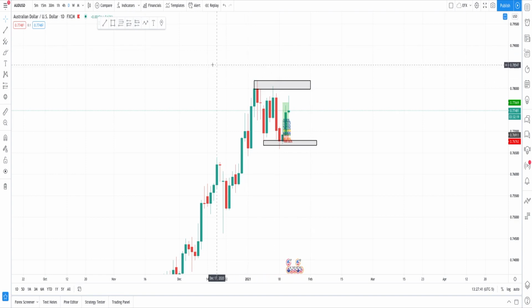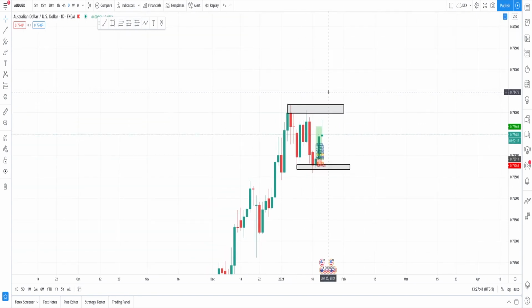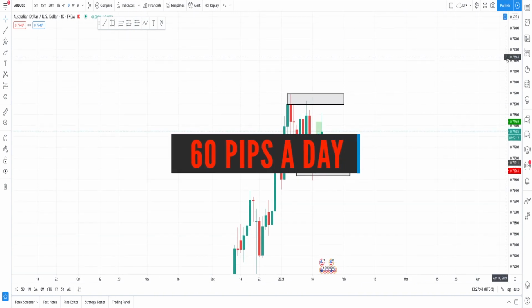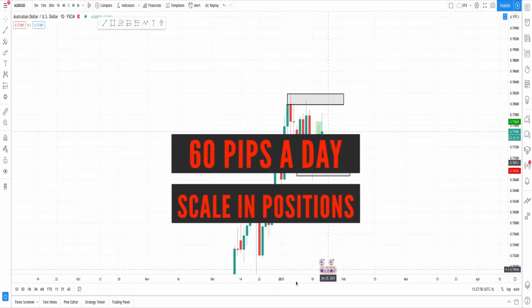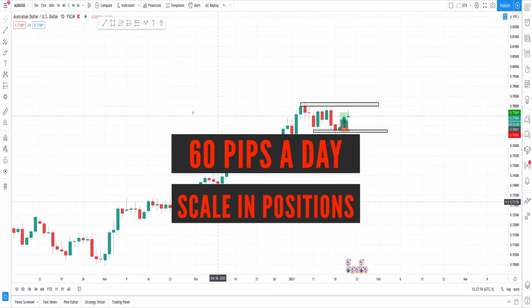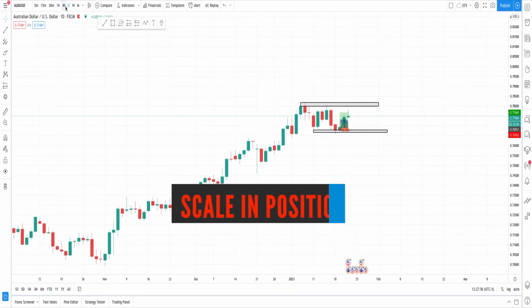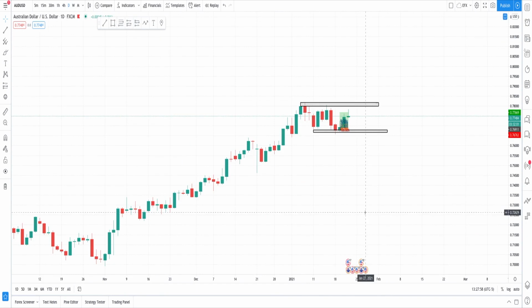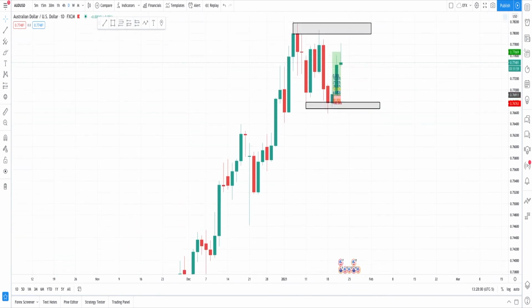Alright guys, we're gonna keep things real simple. I'm gonna go over three things. Basically, number one will be catching 60 pips a day, right? And number two will be how to scale in positions. First thing, I'm on the daily time frame. See, daily time frame.